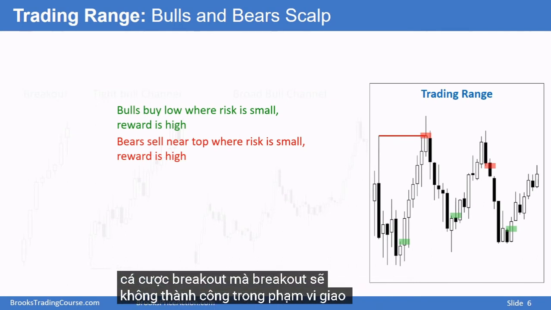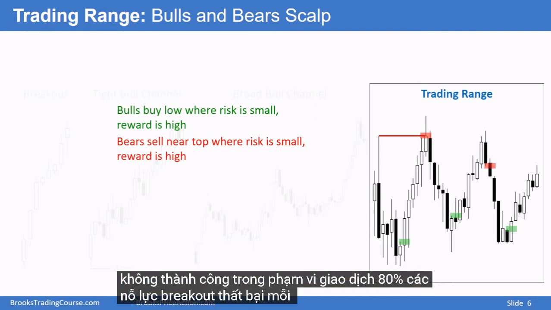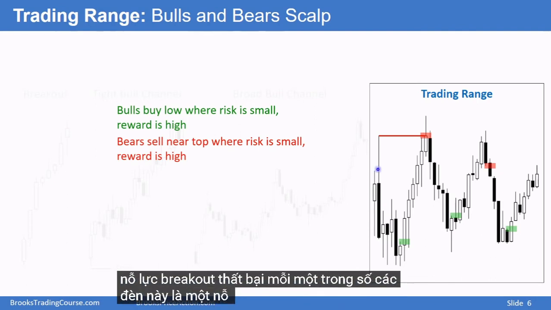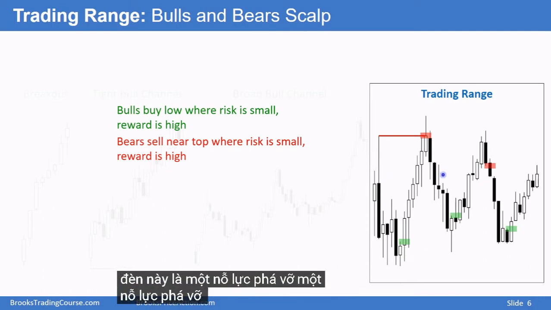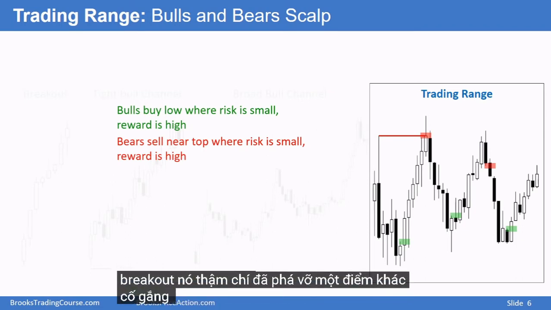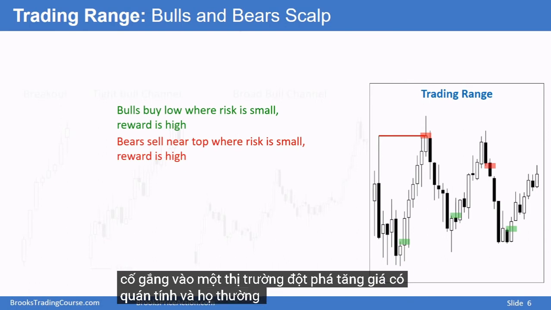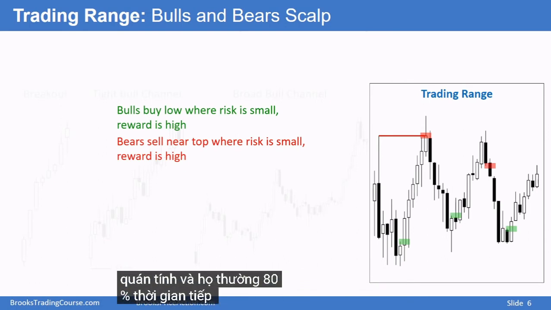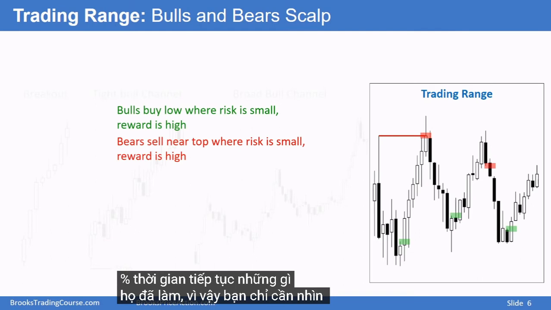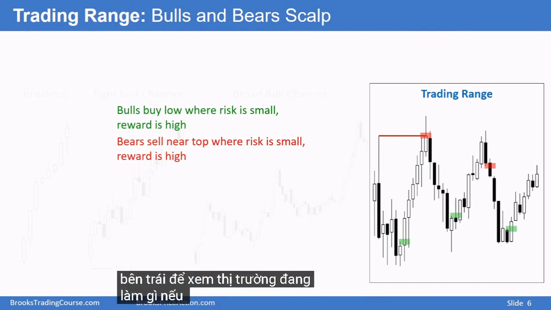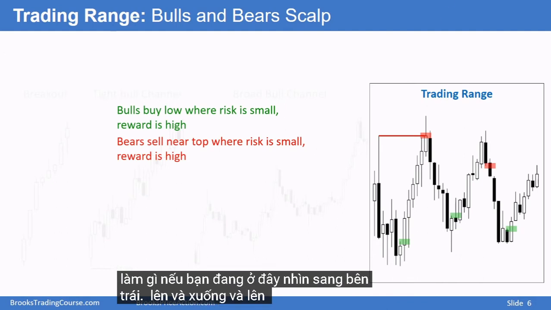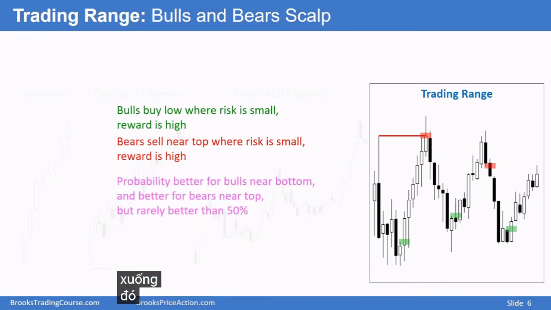In the trading range, 80% of breakout attempts fail. Each one of these legs is an attempt at a breakout. An attempt at a bear breakout, attempt at a bear breakout, bear breakout. Bull breakout, it even did break out. Another attempt at a bull breakout. Markets have inertia, and they typically, 80% of the time, continue what they've been doing. So you just look to the left to see what the market has been doing. If you're here looking to the left, it's been going up and down and up and down. It's a trading range.